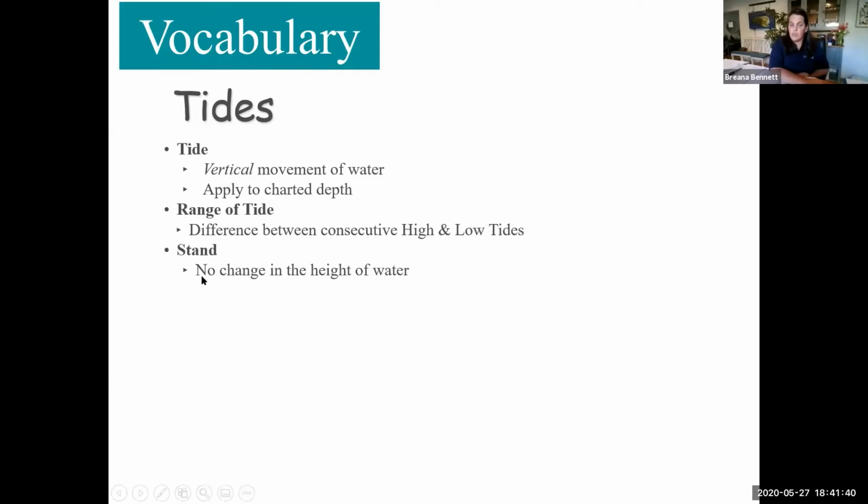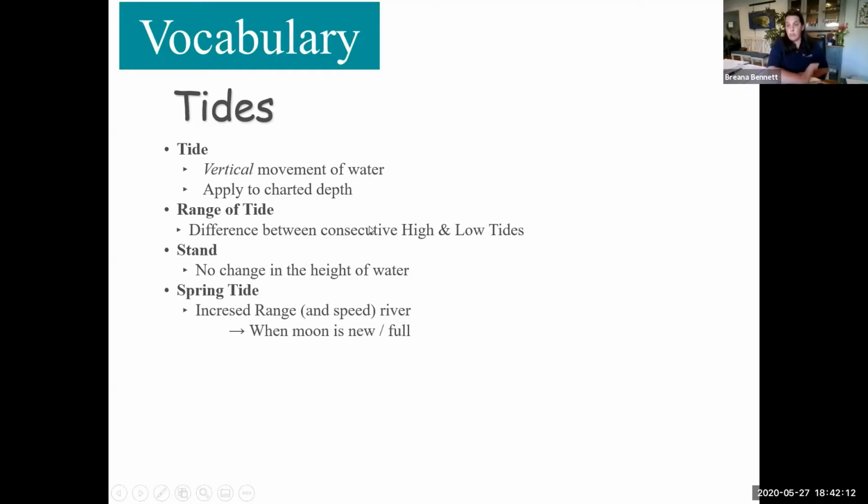Stand is where there's no change in height of water. So that's kind of like a slack, but for tides. As the water's moving up, it stalls out, and then it starts going back down, and then it stalls out, and then it moves back up, and then it stalls out, and then it moves back down. So right at that stall is what they call a stand, for the no change in height of water.